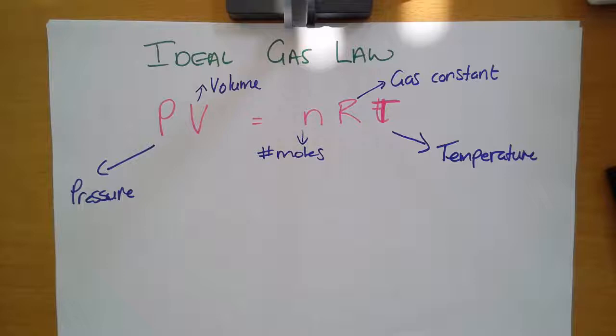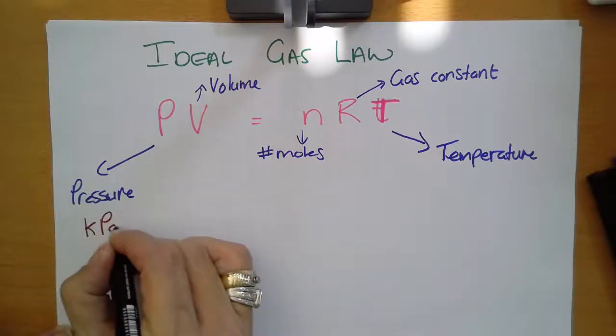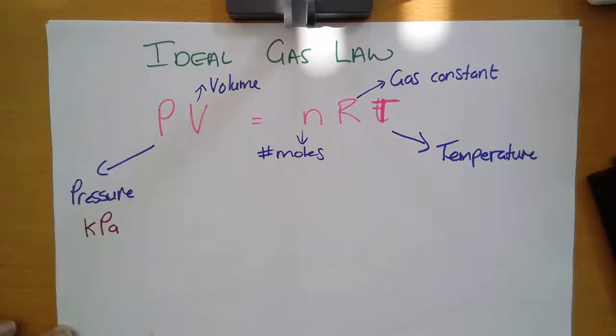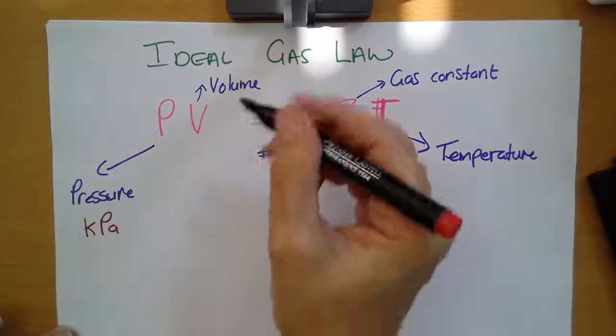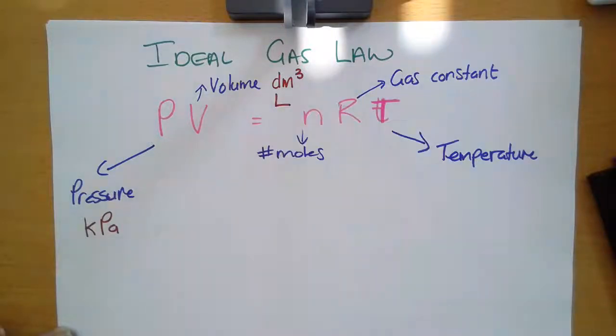For each one of the components in this law, we have to have a specific unit. So you've got to make sure that when you use this gas law, everything in the question is converted to the following units. If you are working with pressure, it must be given in kilopascals. If it's in pascals, for example, you need to convert it to kilopascals. Your volume has to be in decimeters cubed. We can also put it in liters, because 1 liter and 1 decimeter cubed are the same thing.